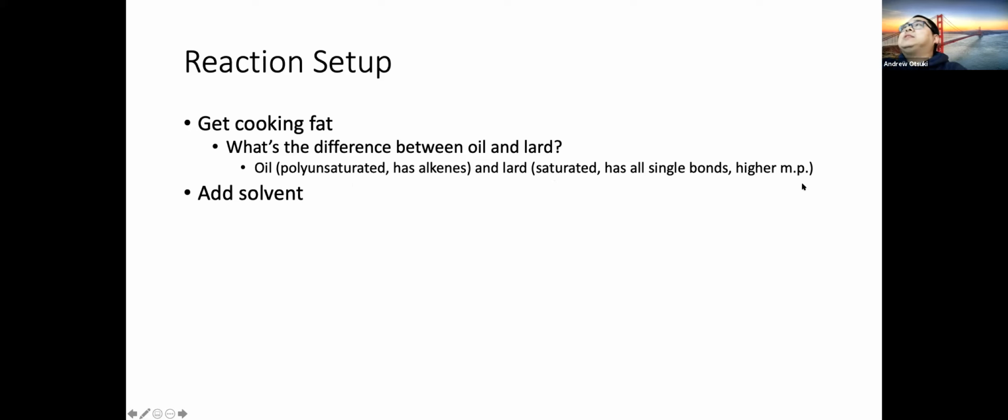Okay, so we're going to add solvent. All right, what solvent do we use? Does anyone have an idea? So we're going to mix fat, so it can't be water, right? We need an organic solvent. So we're going to use ethanol, and then we're going to use a base. Our base is going to be either sodium hydroxide or potassium hydroxide. Those are the two things we usually use.